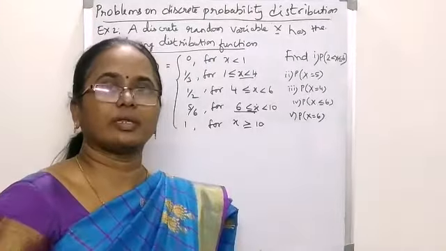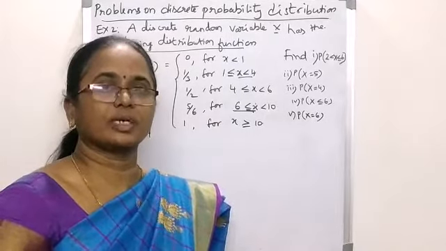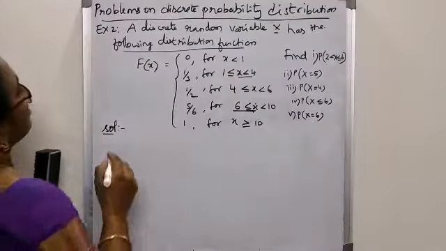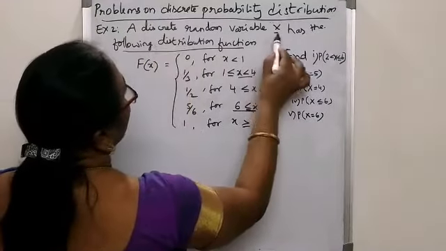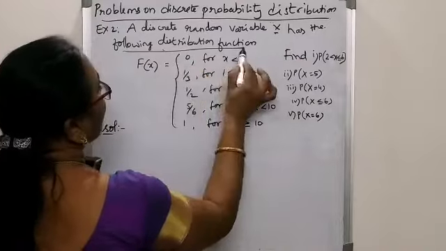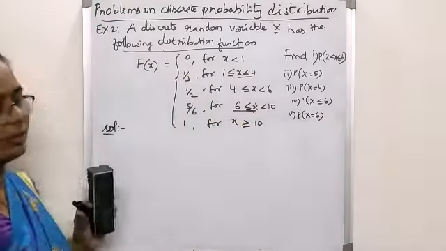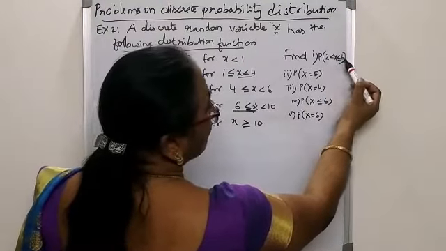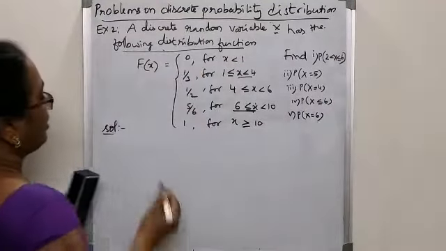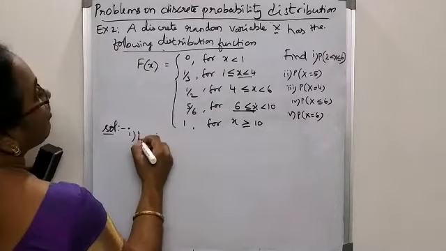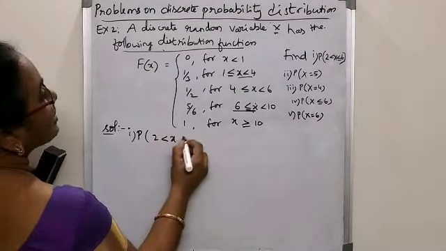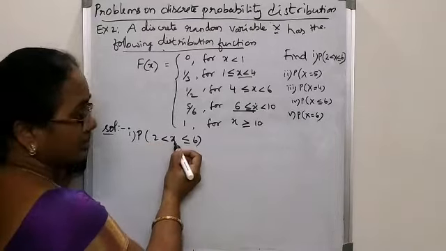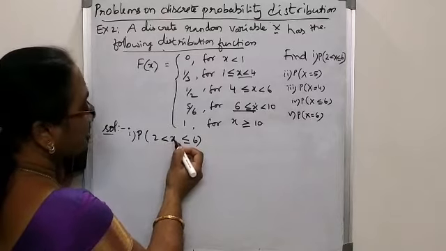Let us now solve another problem on the same concept, probability functions and discrete probability distributions. In the problem, for a discrete random variable x, a discrete function f of x has been defined. We have to calculate the probabilities that the random variable is in a given range or at a specific value. Let us take the first part, which is P of 2 less than x less than or equal to 6.